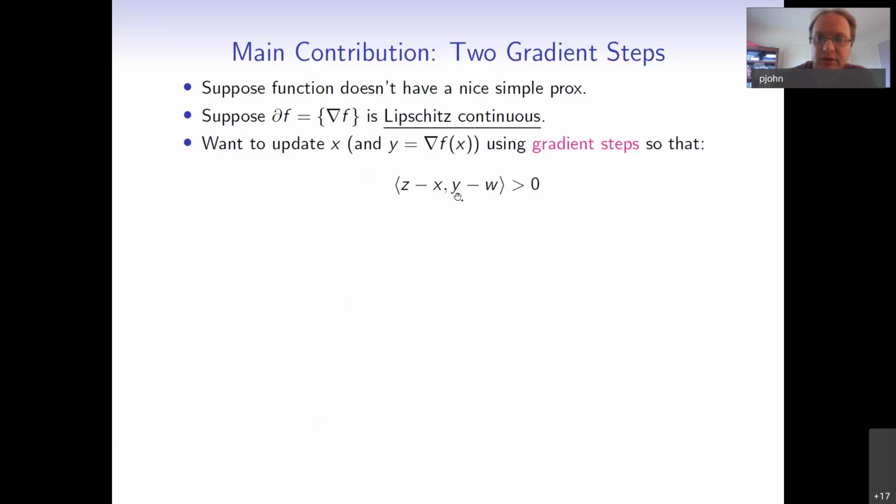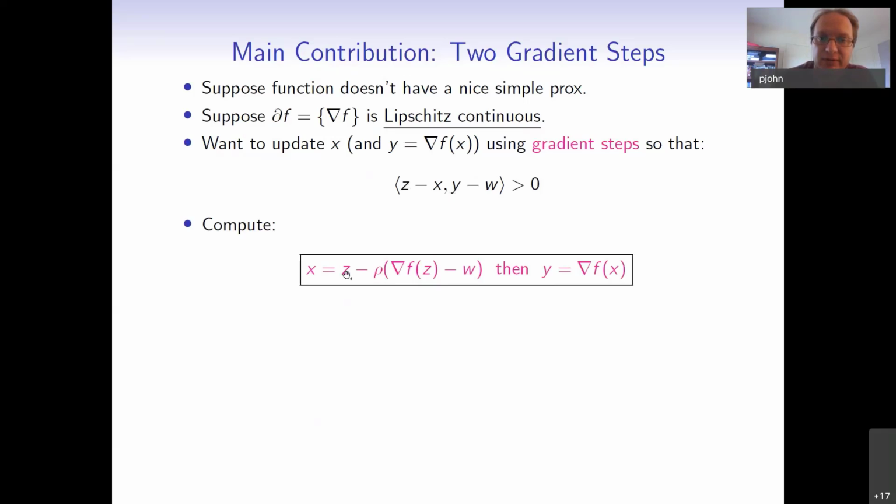So this took some scratching on paper. Eventually we came up with this update. The idea is that you now compute a gradient at z, gradient f of z. And then you do something that looks suspiciously like gradient descent. It's not exactly the same because there's a dual variable. And that's how you get x. And then once you're done with x, you do another gradient calculation to get y. There are really two gradient calculations here.